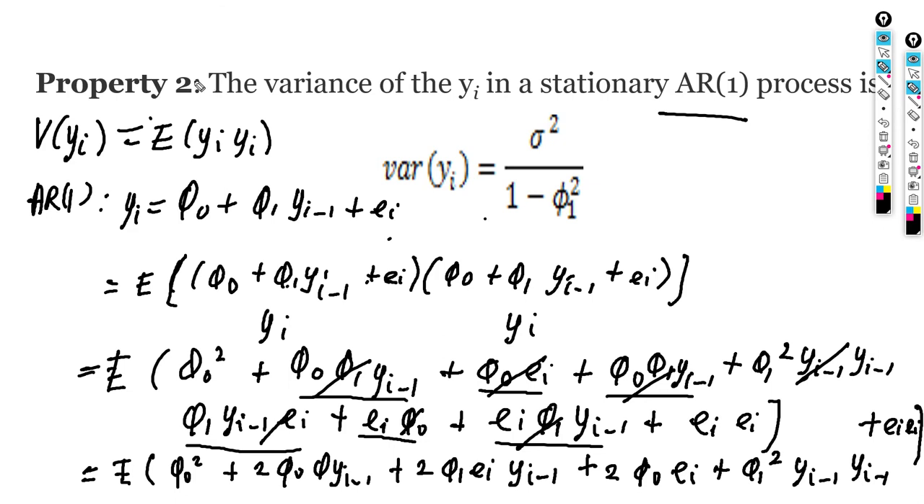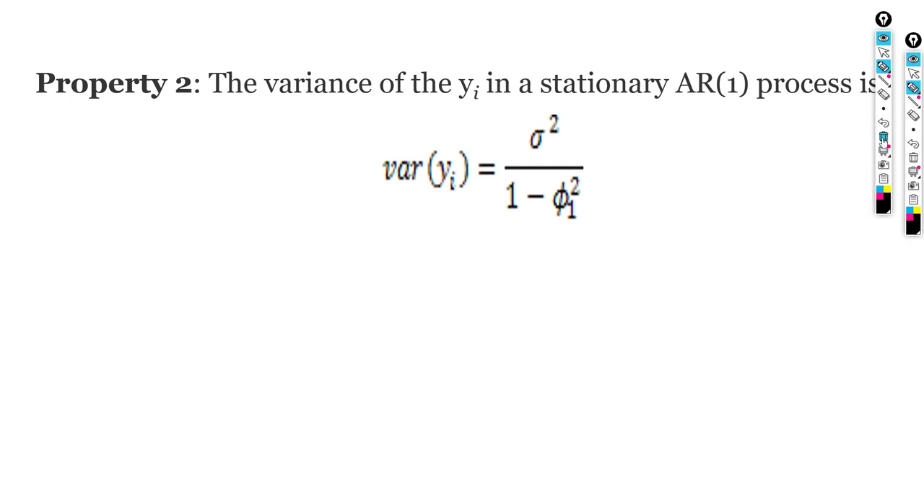So just write here. Now you have the expectation of β0 squared plus 2 β0 β1 yi minus 1, plus 2 β1 epsilon I yi minus 1, plus 2 β0 epsilon I, plus β1 squared yi minus 1 yi minus 1, plus epsilon I squared. Okay, so I cancel off this one, just clean up first. I'll try to rewrite again.